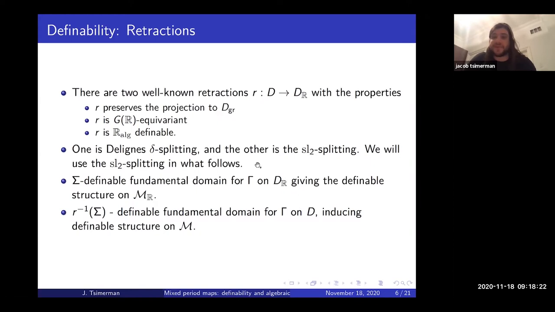So in fact, if you have a map to D sub R, then you can use that to give yourself a fundamental domain on D from the fundamental domain on D sub R just by pulling back. And then that'll give you correspondingly a definable structure on M just by descending. Okay? So you can automatically, sort of for free, pull back these definable structures.